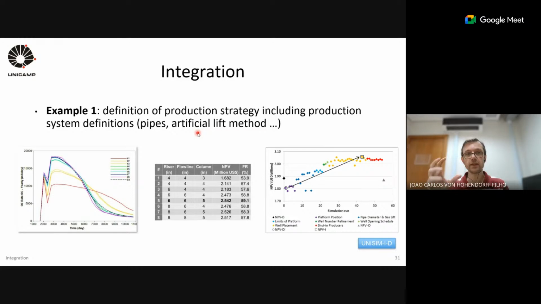So for this kind of study, I need to integrate to correlate adequately questions related to the reservoir in terms of number of wells, well position, and aspects related to the production system. For example, platform position, manifold position, gas lift or ESP method. Evaluating this kind of approach, we can do studies, for example, relating the recovery of the method, economic recovery of the project, to the geometrical parameters of the pipes, the platform position, and other variables related to the production strategy.